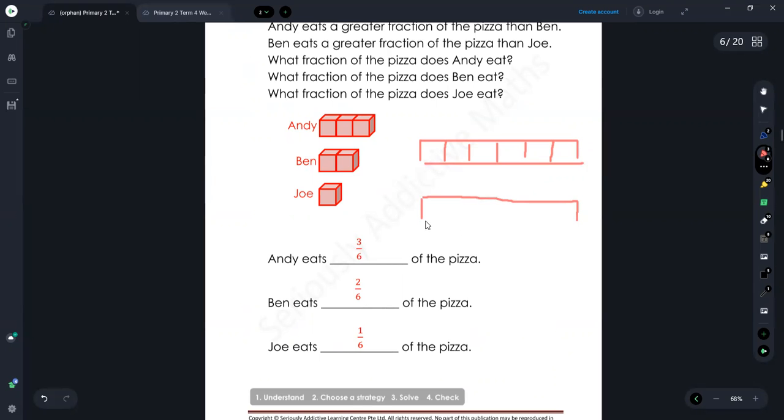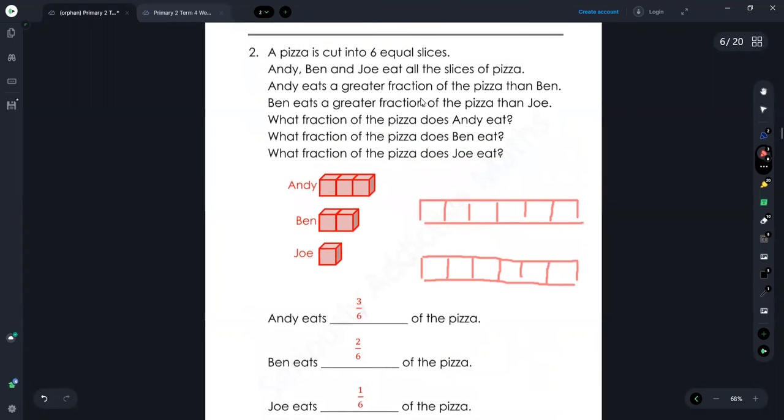So if I need to draw 6, I split into half first, and then each of these halves I split into 3 boxes. That's how I try to get 6 equal parts, as best as I can. Okay, and then after that, you test it out. This question is a greater fraction question, for them to go answer.